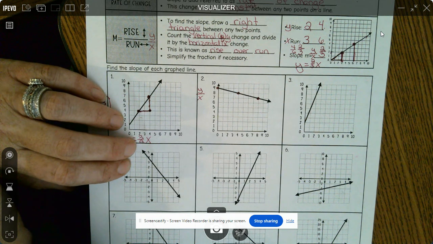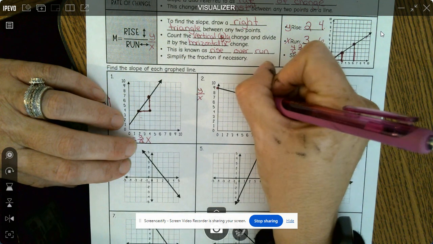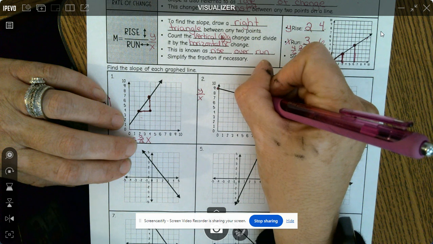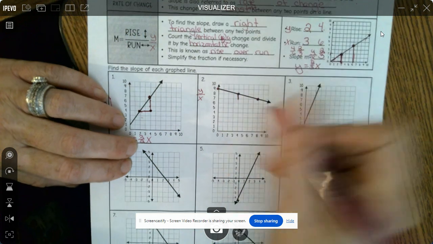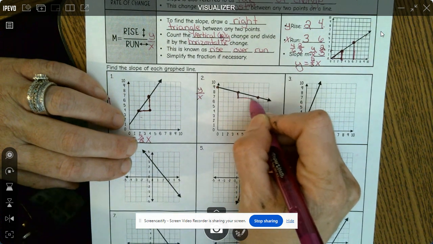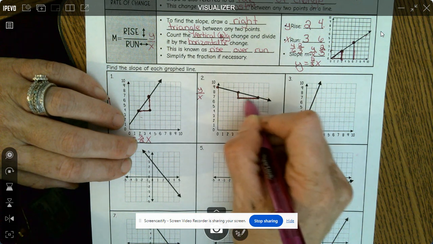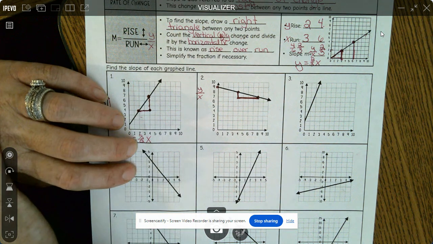Once you guys find your points, create your right triangle. Now our triangles might not look exactly the same, right? They might be different, like positions on here, but we're going to get the same.